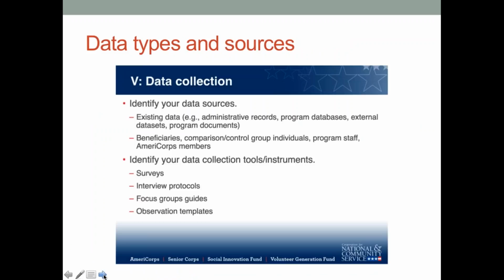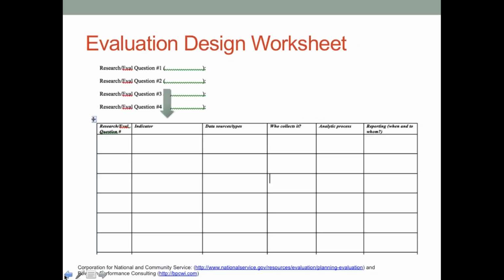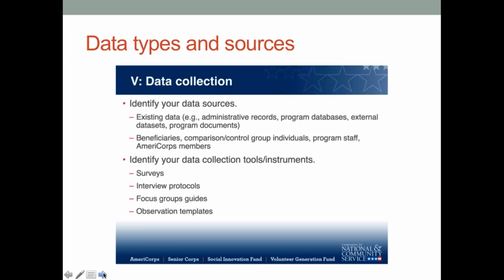Okay. So now, what data are you going to collect to speak to the indicators? So you've got these indicators, great. How are you going to actually say what the workshop content was, or how many people showed up to workshops? The next thing you need to think through is, what are your data sources and data types? Again, this is from the corporation. So identify your data sources. Is it existing data, like administrative records, program databases? And then identify the actual tools that you're going to use to collect it.